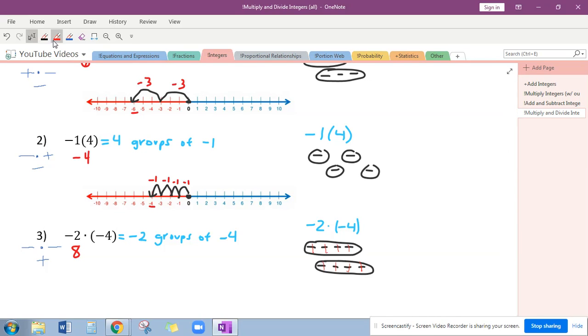And the same thing is true for dividing. So if I had -6 divided by 2, that's like saying that I have 6 negatives, 2, 3, 4, 5, 6, and I want to cut them into 2 groups. So I'll do a group here and a group here. And there's -3 in each of those groups. So my answer would be -3. So I can see that the same rules apply for multiplying that apply for division.